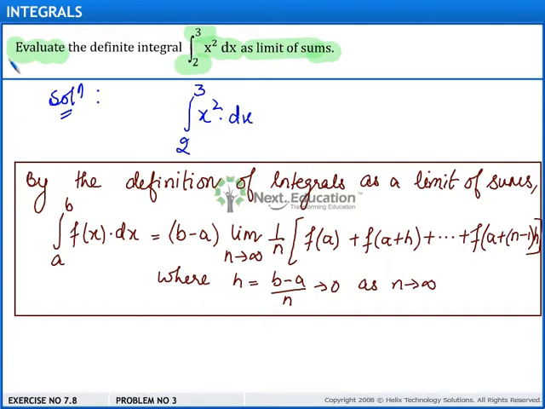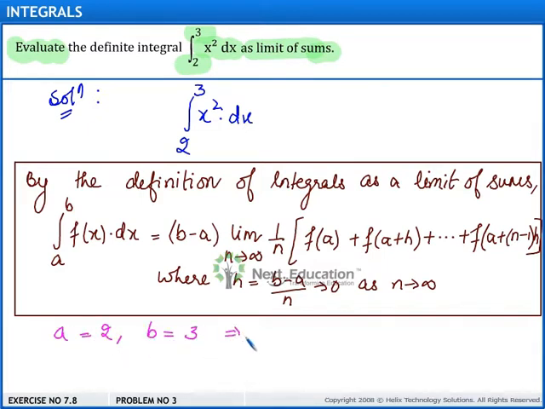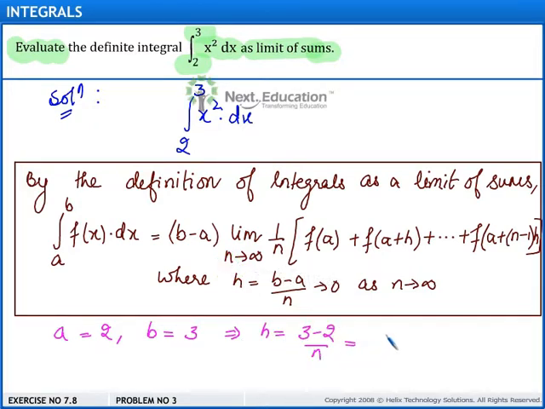Now, by the definition of integrals as the limit of sums, we know that integral of f(x) dx from a to b is given by (b minus a) into limit as n approaches infinity 1 upon n into [f(a) plus f(a plus h) plus so on up to f(a plus (n minus 1)h)], where h is equal to (b minus a) upon n, and this tends to 0 as n tends to infinity. So here a is equal to 2, b is equal to 3, so this implies that h is equal to (3 minus 2) upon n, this is equal to 1 upon n.